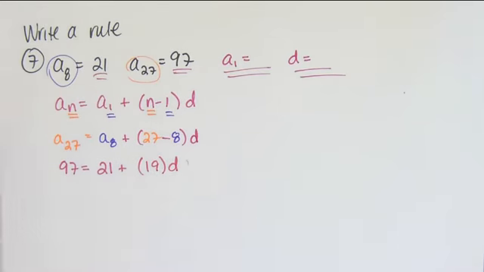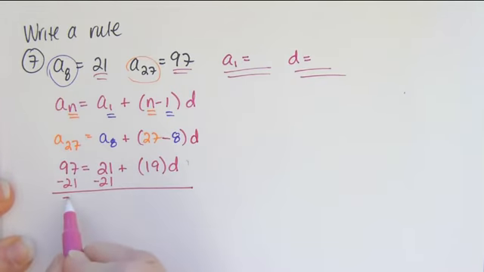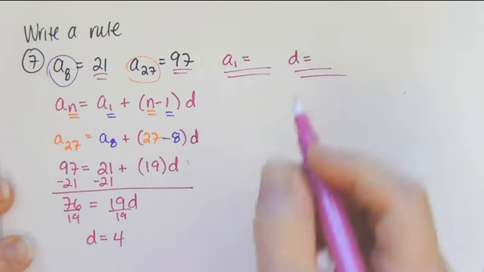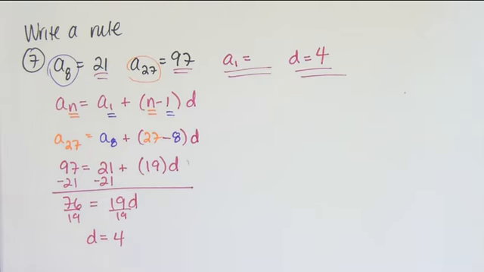And now if you look, you can just solve for d. So subtract 21 from both sides. 97 minus 21 is 76, equals 19d. Divide both sides by 19. And my common difference is 4. So I've got one of the two things that I really need. Now I need to go back and find a sub 1. So this would be our next step.